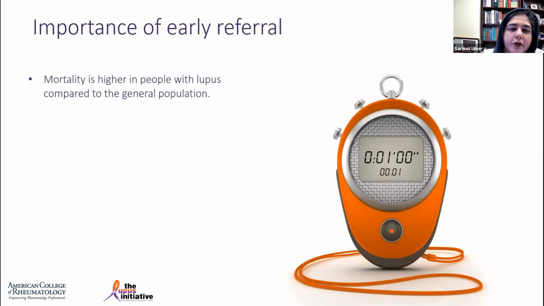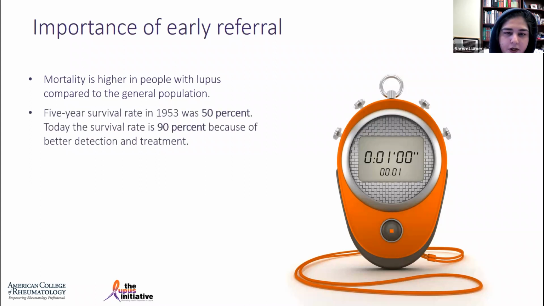Mortality is high in patients with lupus compared to the general population. Five-year survival in 1953 was 50%. Today, the survival rate is 90% because of better detection and treatment. So lupus patients' lives can be changed if we treat them at the right time, and then they can continue to have a better prognosis and live a longer life.